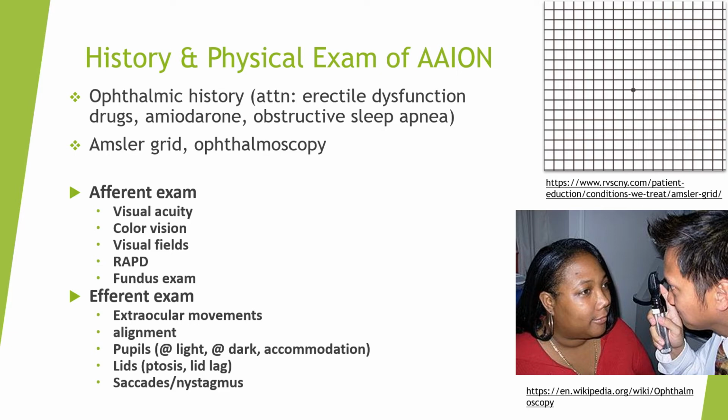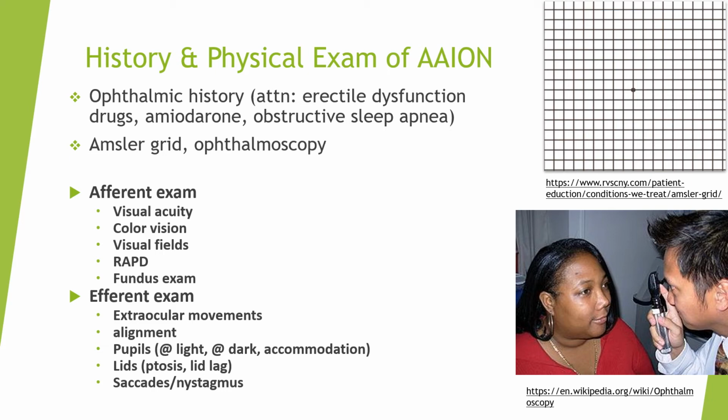When taking history to rule out AAION, ask about the symptoms that have been covered on the previous slide, and also pay attention to the drug history and specifically screen for erectile dysfunction drugs and amiodarone. For medical conditions, start with open-ended questions, but ask if the patient has OSA, or obstructive sleep apnea.